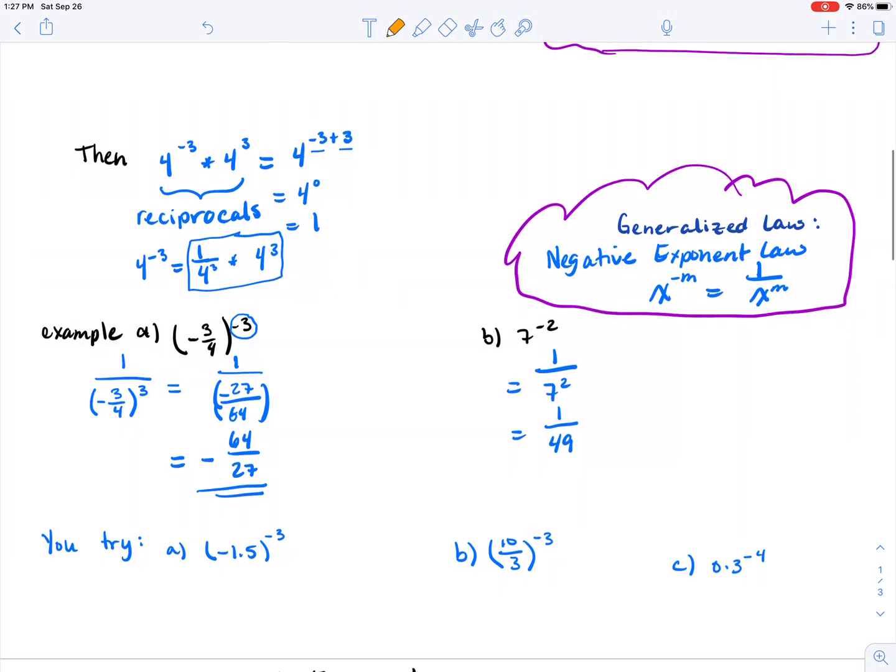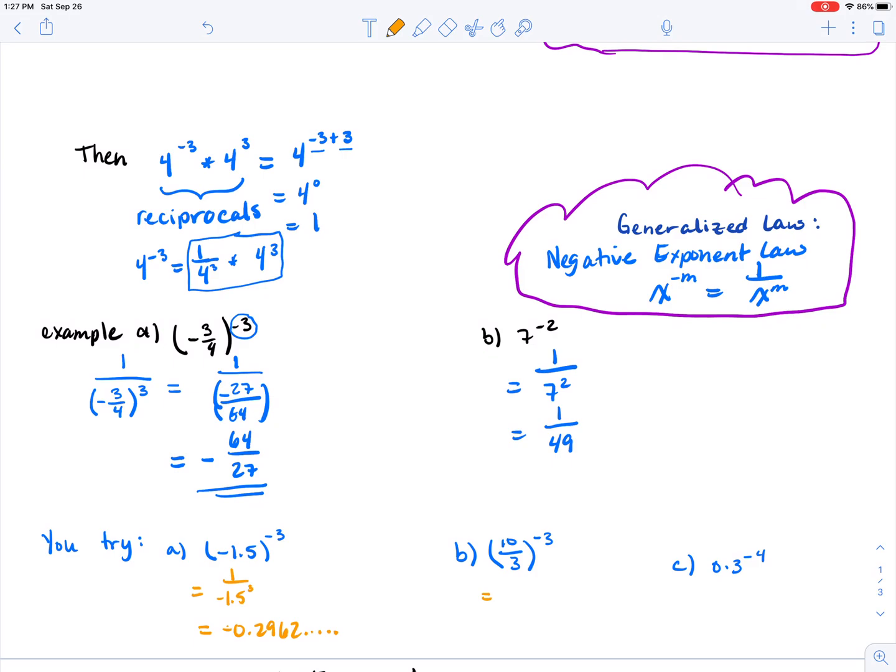Welcome back. If you tried these, you would see that for A, the answer is 1 over negative 1.5 cubed. If you use your calculator, you should get negative 0.2962, and there's lots of other numbers because it's an irrational expression. It keeps going.